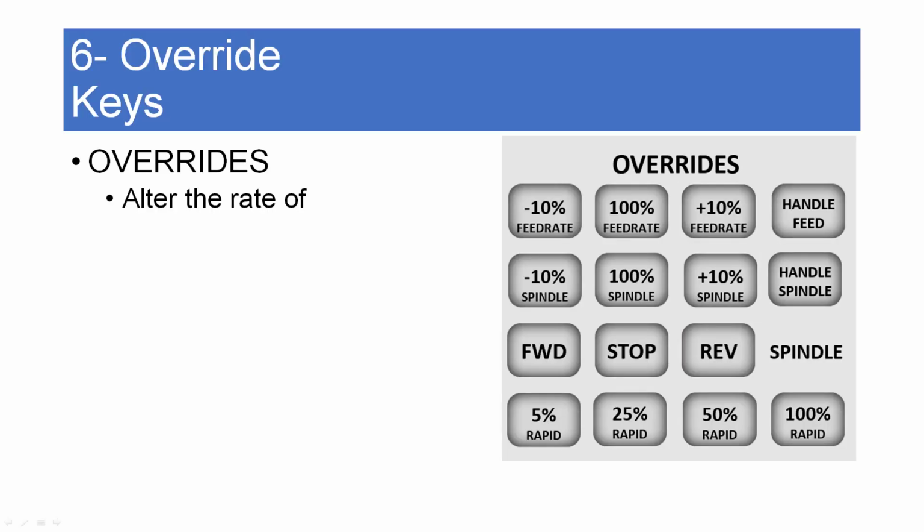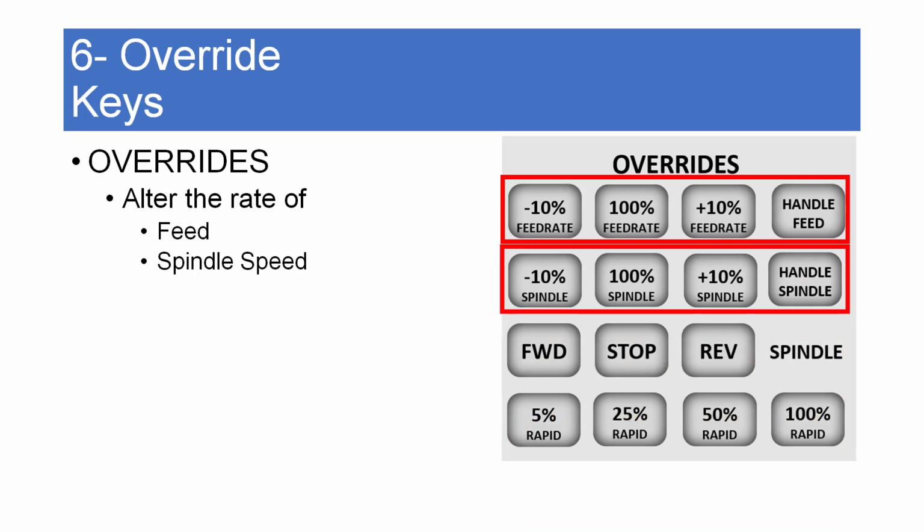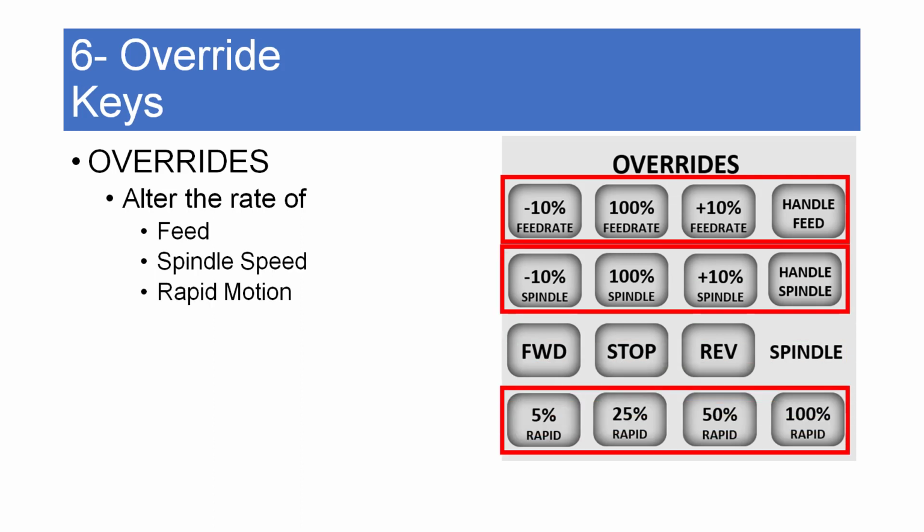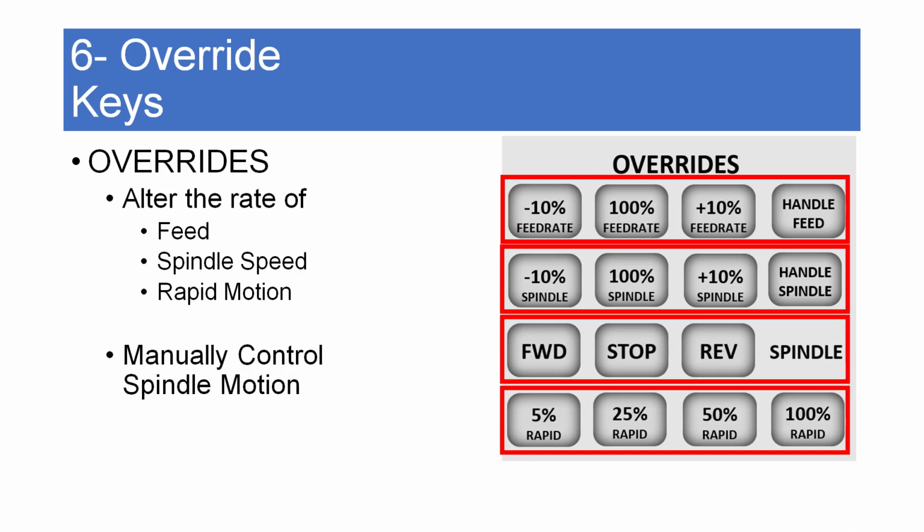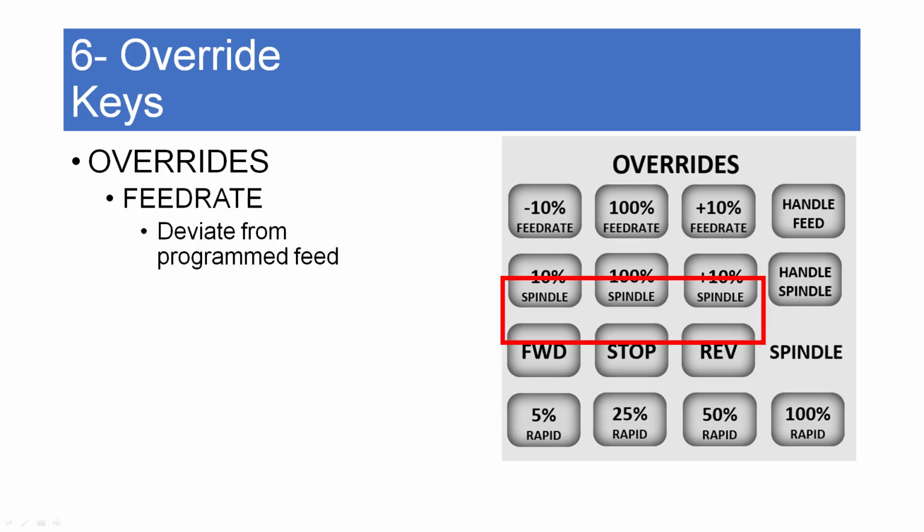The override keys are used for setup and while the program is operating to alter speeds, feeds, and rapid motion rates. The overrides are generally grouped by operation for the feed, spindle motion, rapid motion rate, as well as allowing manual spindle control for forward, stop, and reverse. We'll talk about each of these one at a time.